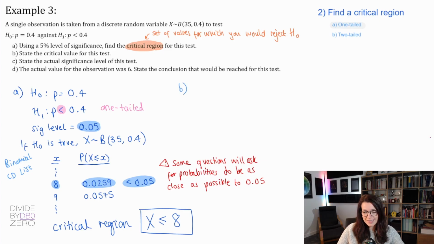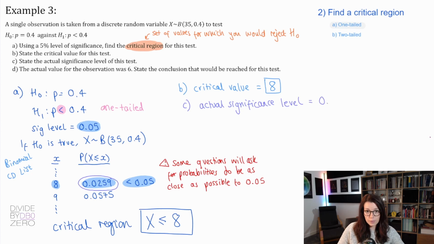For part B, state the critical value for this test. That's going to be 8 because that's the value on the boundary of your inequality. The actual significance level for part C, that is just the probability that you found for when x is 8.